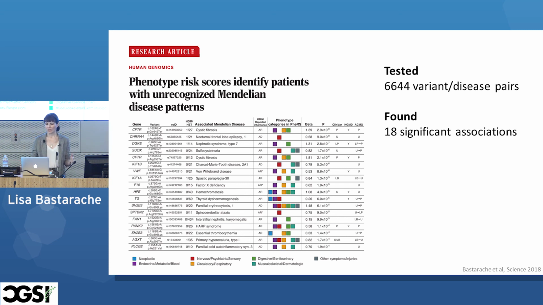So we tried to use the phenotype risk score on a population basis. If we had a population of people and we knew that some of them carried these rare genetic variants, then we could ask, do people who have this rare genetic variant in FBN1 look like people with Marfan's? And if they do, then that is a piece of evidence that can move the probability that that variant actually causes Marfan's disease.